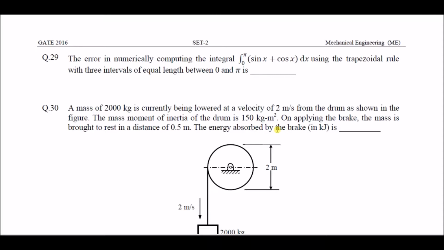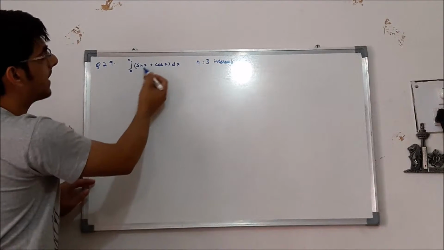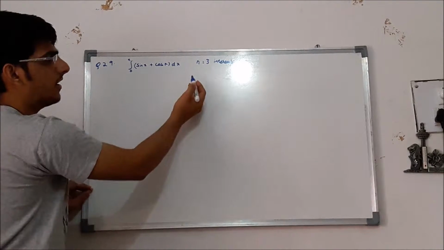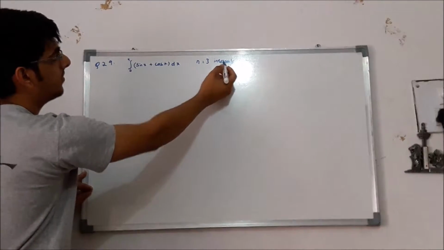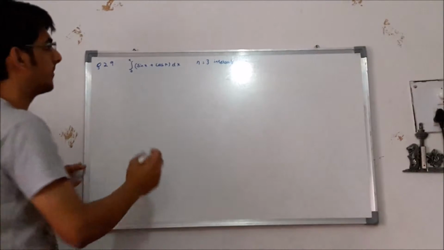Question 29. The error in numerically computing the integral from 0 to pi of sin x plus cos x dx using the trapezoidal rule with three intervals of equal length between 0 and pi is. In this question, we have been given the integral from 0 to pi of sin x plus cos x dx, and for the trapezoidal method we have been given n is equal to 3. We have to find the error between the exact and the trapezoidal method.